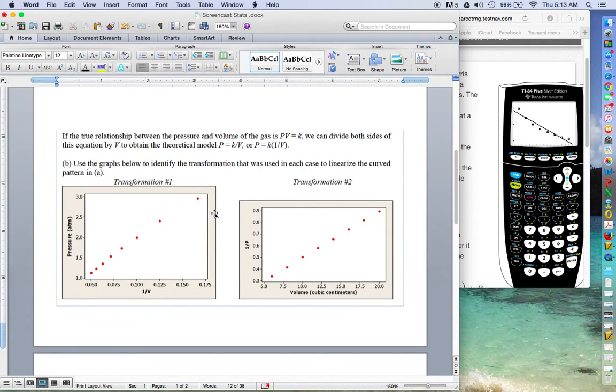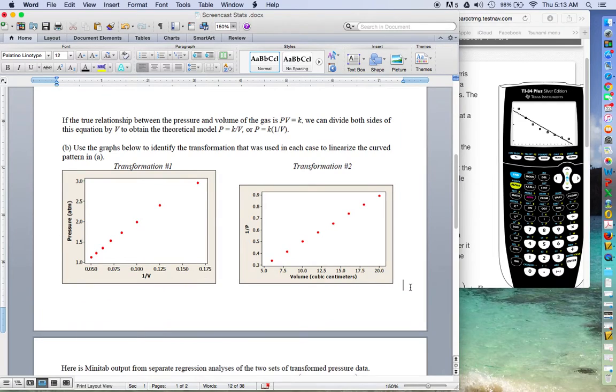So apparently there's two transformations here. B says use the graphs to identify which transformations were used. So we're just supposed to identify the transformations that were used here. In the first graph, let's make the font smaller, the axes tell you. It says pressure has been left alone, it's measured in atmospheres, and they've gone 1 divided by the volume.